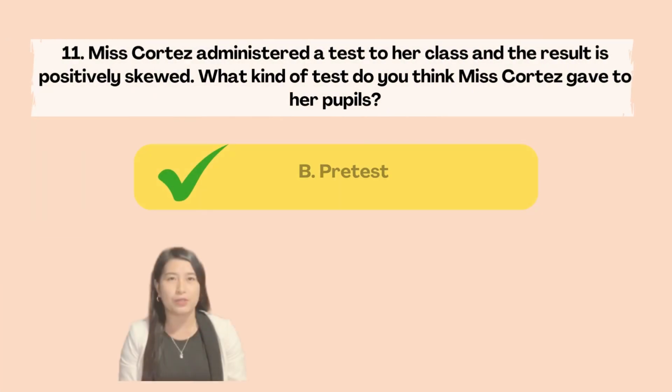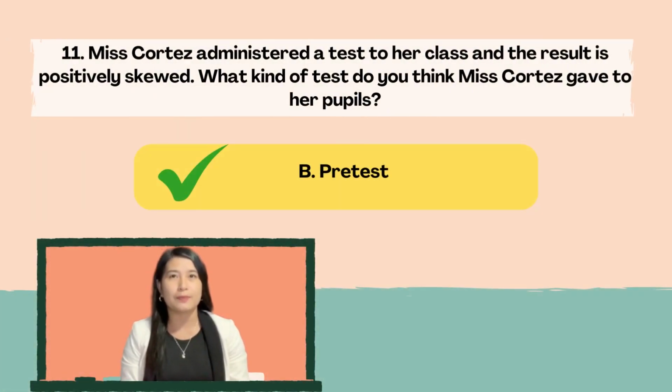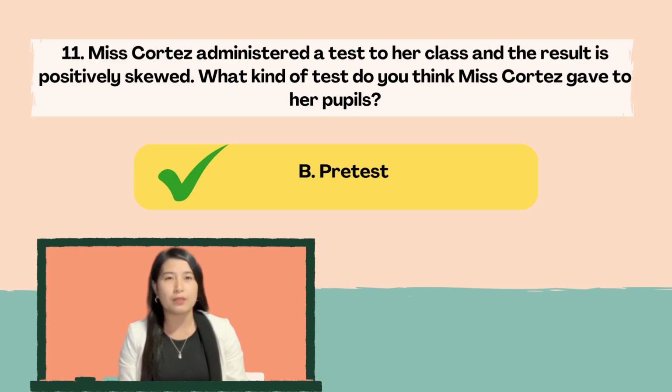Correct answer is B. Pre-test. A positively skewed distribution means that most students scored low and only a few scored very high, and in addition, the curve stretches to the right, which is the tail is on the positive side. This usually happens when students are not yet familiar with the lesson or skill being measured. They do not have enough prior knowledge, so many of them perform poorly.